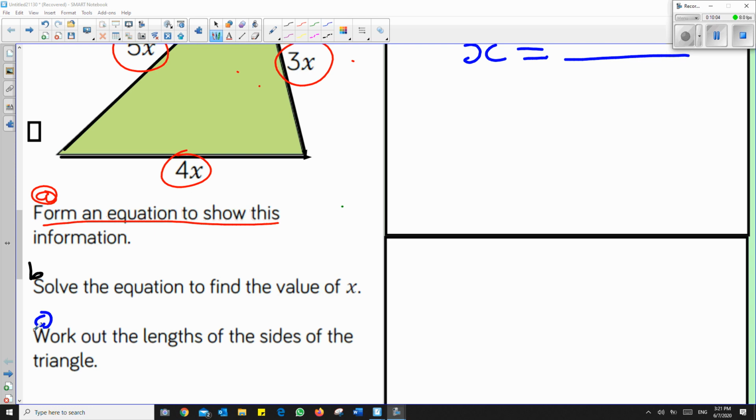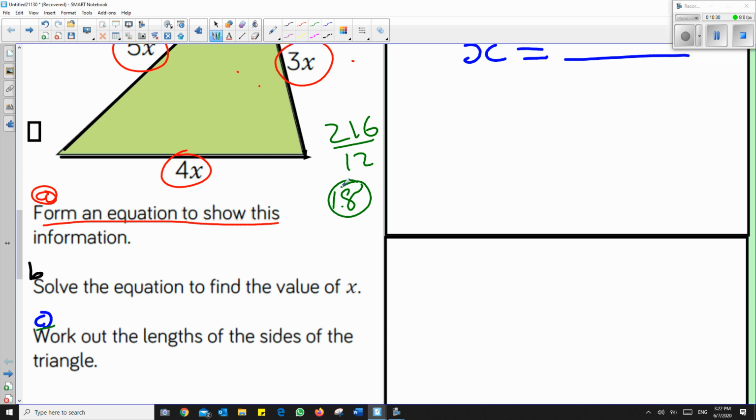Part C, work out the lengths of the sides of the triangle. So remember that you have to divide 216 by 12. This will give you 18.